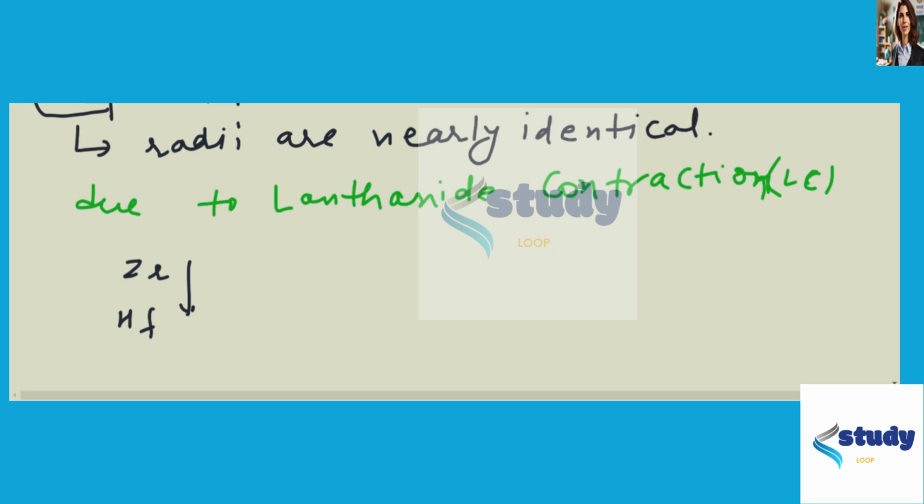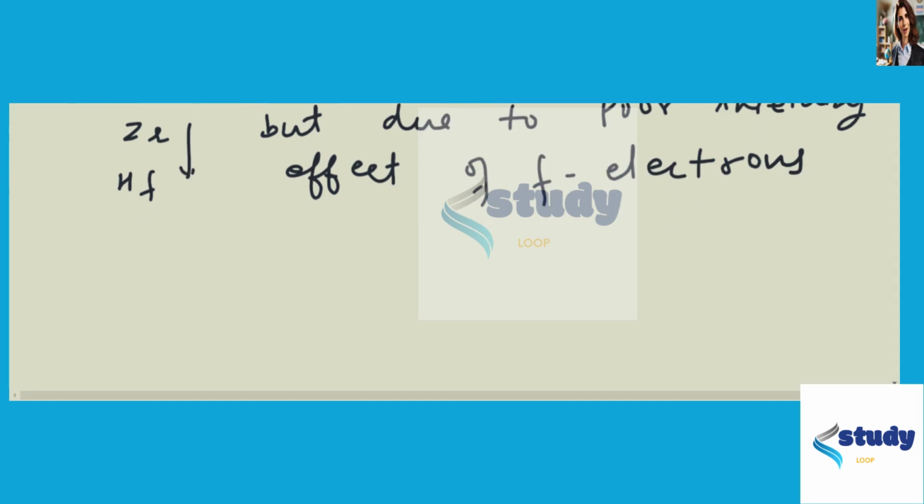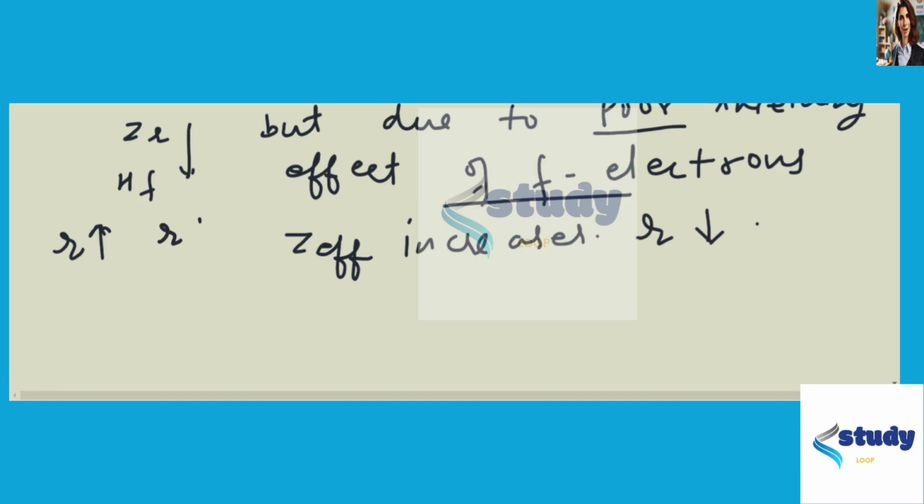Due to the poor shielding effect of f electrons, Z effective increases, so the radius decreases. Going from zirconium to hafnium the radius should increase, but due to the poor shielding effect of the f electrons the radius decreases. So ultimately the radii are almost identical, meaning there is not much increase.